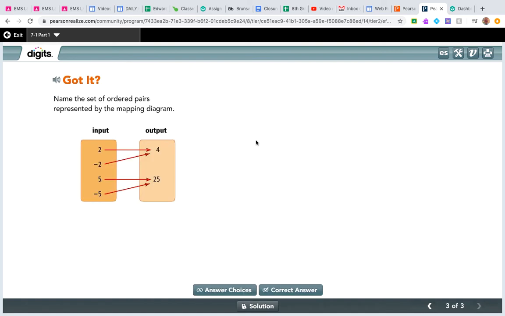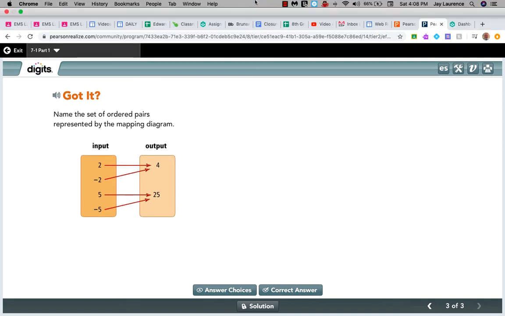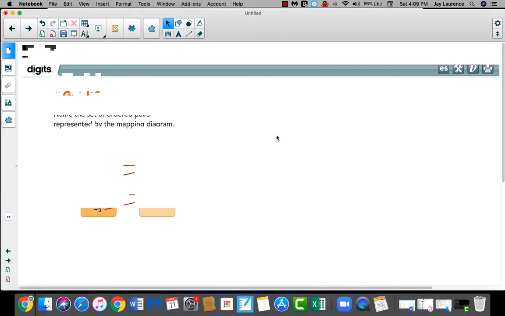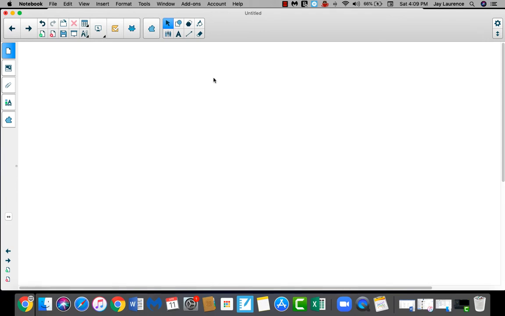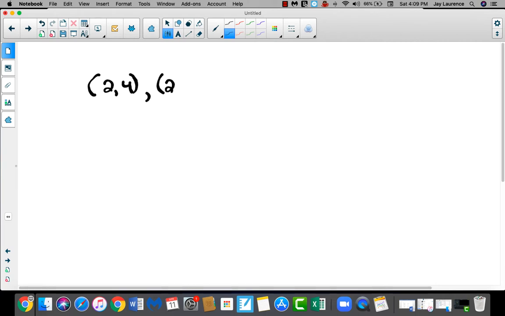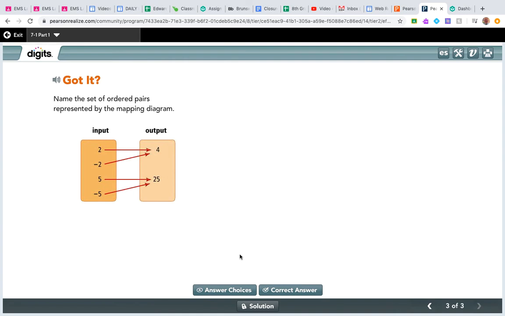Okay. So copy this one down in your notes and see if you can list the set of ordered pairs. All right? The set of ordered pairs. I'm going to show you the sets of ordered pairs here so that you can make sure you did it correctly. So I believe my first ordered pair might be 2, 4. And then I'm going to have -2, 4. I will also have 5 to 25, and -5 to 25. Okay, those are the ordered pairs for that mapping diagram.